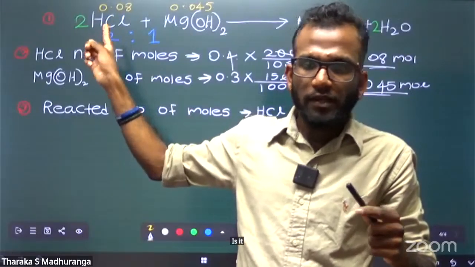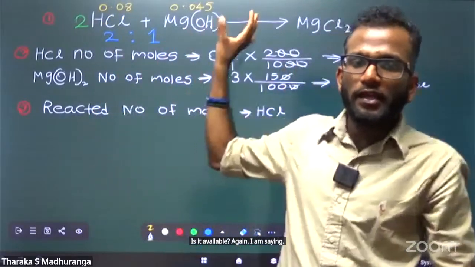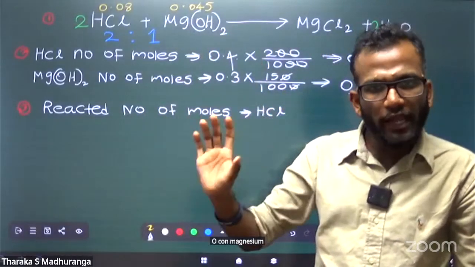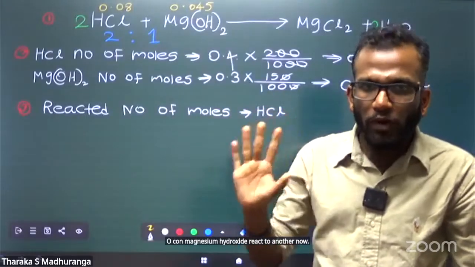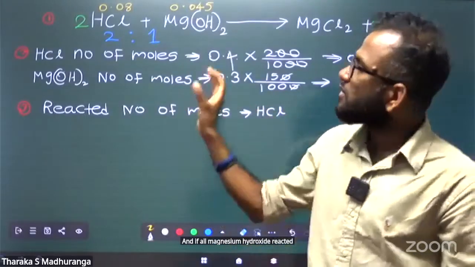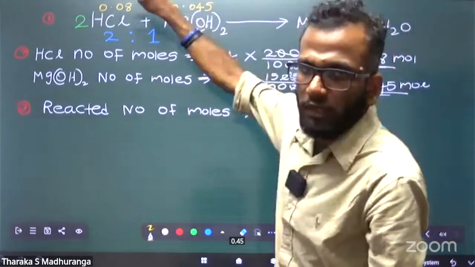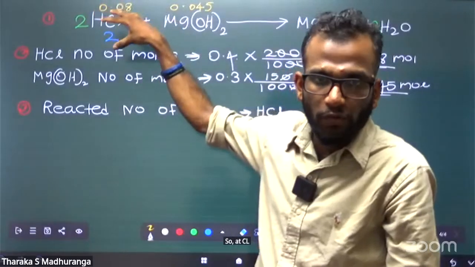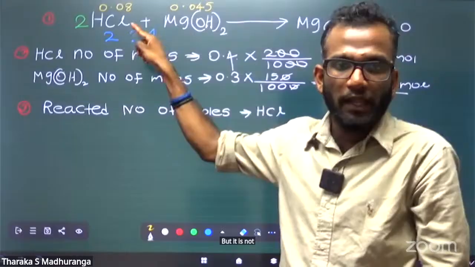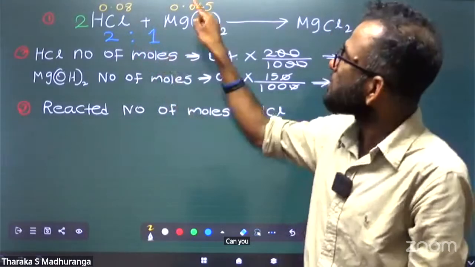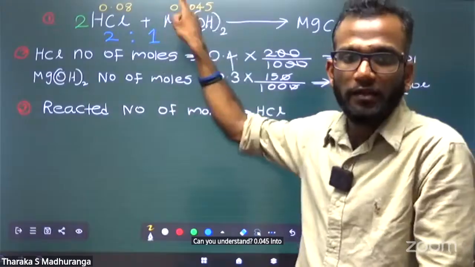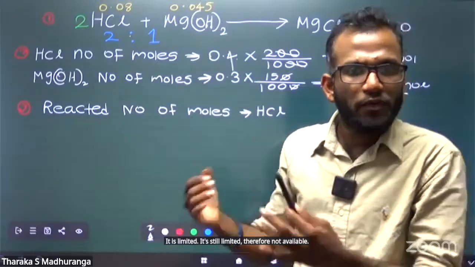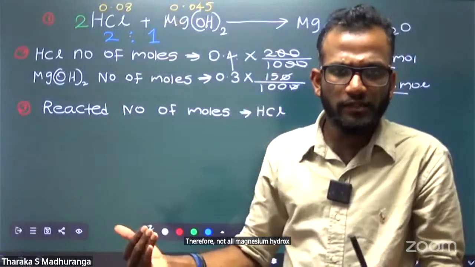Is it available? Again, I am saying, if we think all magnesium hydroxide is reacted, then 2 times 0.045 moles of hydrochloric acid need to be available. But it is not available, I think. Can you understand? 0.045 into 2 is 0.09. HCl is limited, therefore not available. Therefore, not all magnesium hydroxide is reacted.